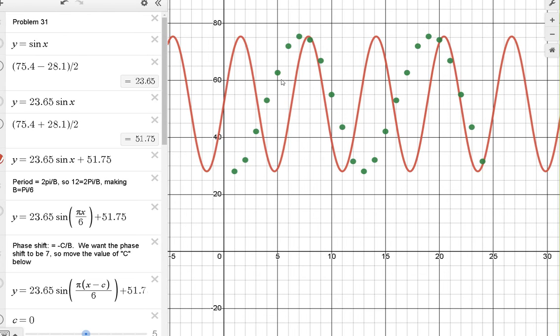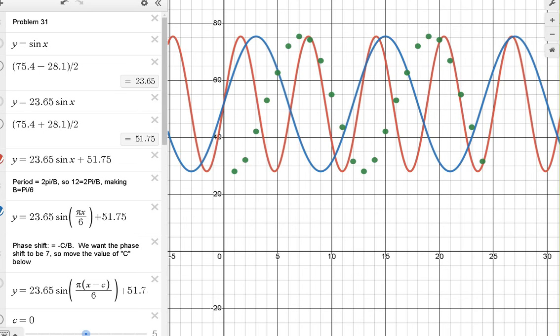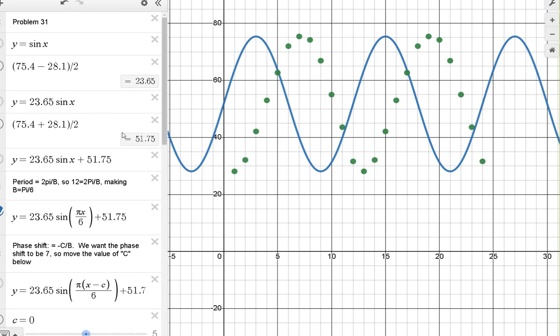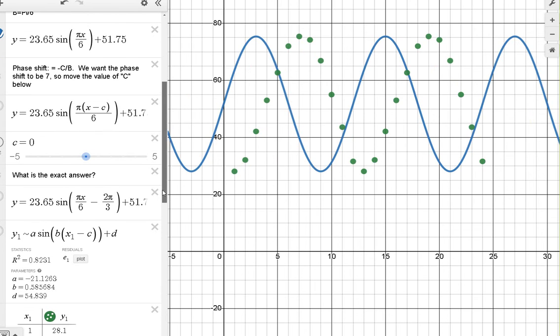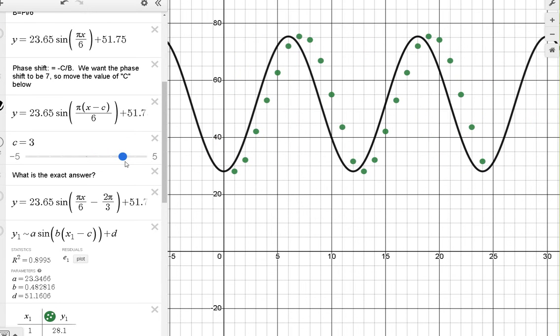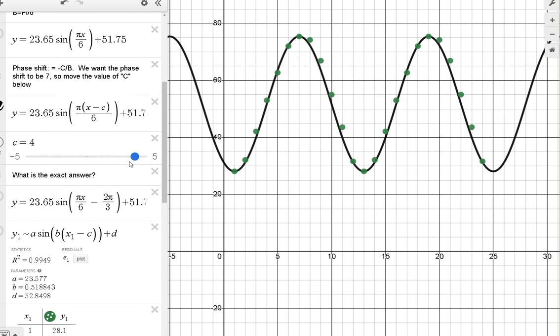But now I've got to match the period of this graph. Remember, the period is 2 pi divided by b. Since the period here is 12, I can solve for b. 2 pi divided by 12 gives me pi over 6. So that's b. Let's adjust this now to affect b. And that's looking better. In fact, there's only one thing left to do, right? And that's my phase shift. Somehow or another, I've got to find a value of c that shifts my graph so that it just fits. Now, your data might not be a perfect sine wave, and that's okay.